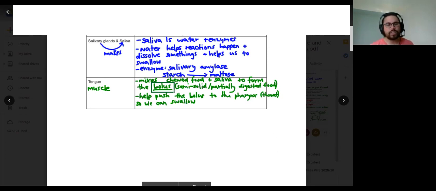Because if you do not use these things to the best of your ability, then digestion becomes a little bit more challenging. I was always told that if you do not chew your food properly, you'll have stomach aches or you won't digest your food properly. And while it's not entirely true, it can provide some challenges.